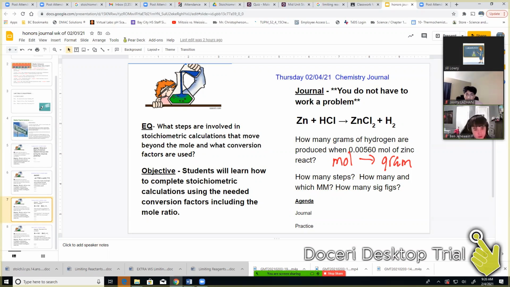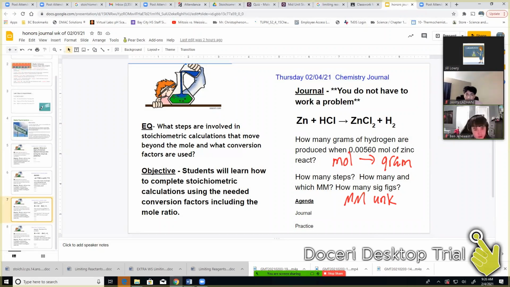What was my next question? How many molar masses are we using? Just one molar mass. And is it of the known or unknown? Are you using it at the beginning or the end? You are actually using it at the end. So you would be using the molar mass of the unknown in this case, which would be hydrogen.